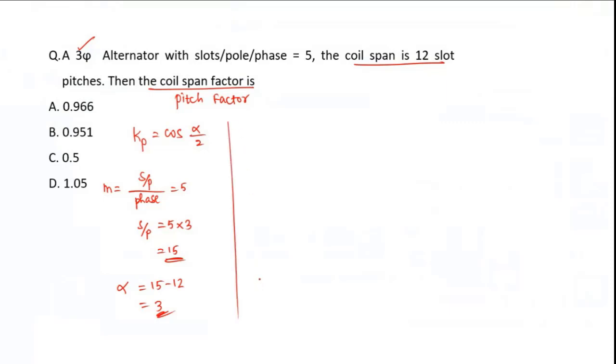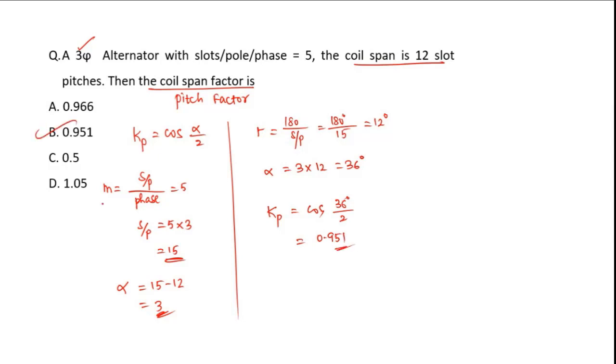But I want the angle. So if you want to find the angle, you have to calculate gamma, that is the slot angle, 180 by S by P. You'll get it as around 12 degrees. Now for 3 slots, it will be 3 into 12. You'll get 36 degrees electrical. So the pitch factor, the coil span factor, equals cos 36 by 2, cos 18. Probably you'll get 0.951. So this could be the answer.